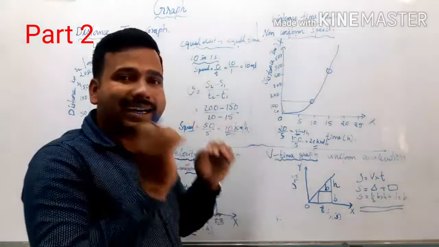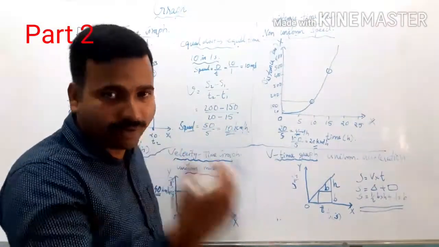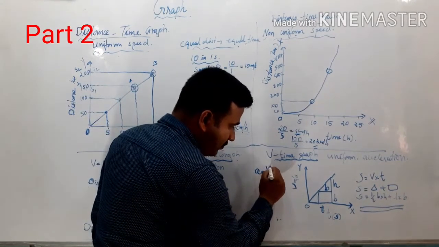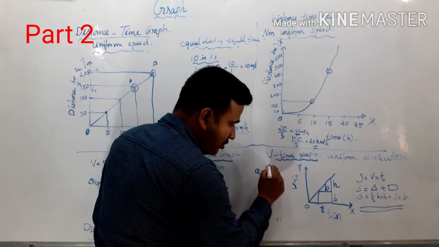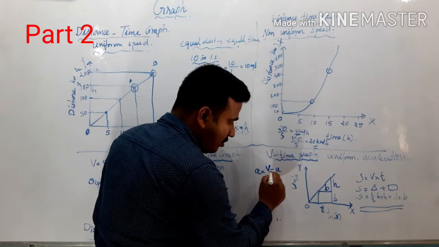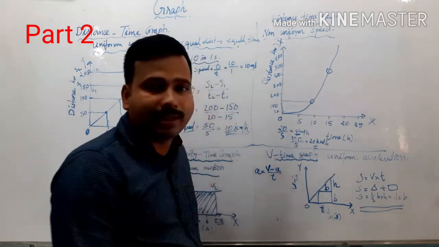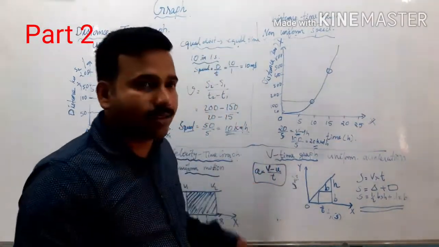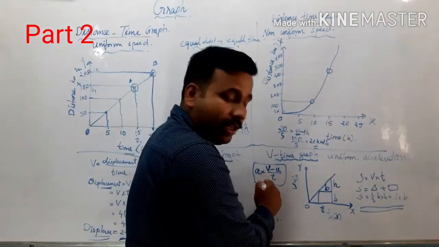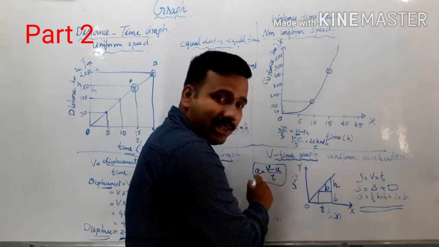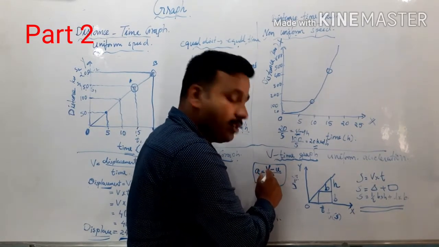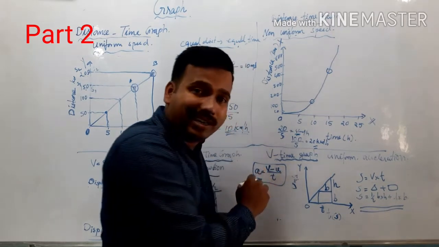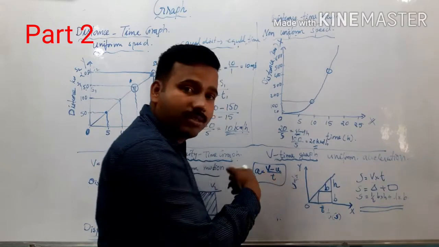Acceleration means what? Rate of change of velocity. So already we defined that acceleration is the rate of change of velocity, that is, final velocity minus initial velocity upon time taken. So this is our acceleration. How can we calculate acceleration? Acceleration is equal to final velocity minus initial velocity upon the time taken for that particular change.